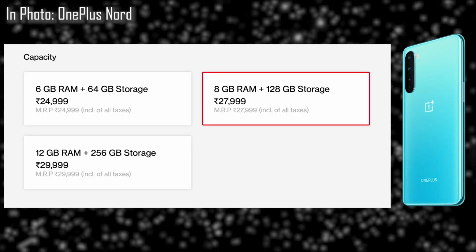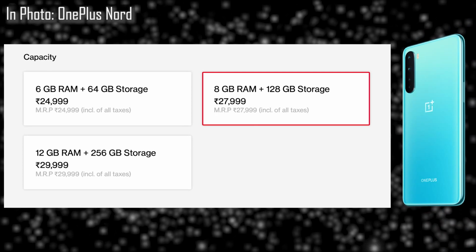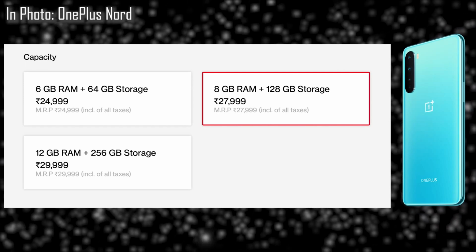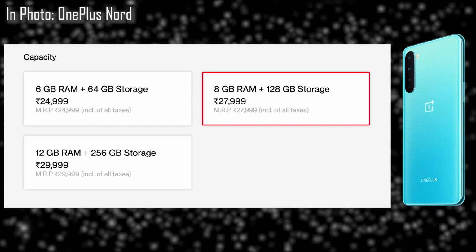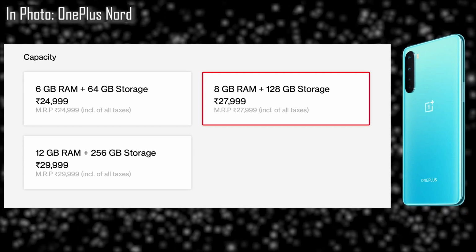And as for the price, well, that's rumored to be around 2000 Chinese yuan for the 8GB RAM variant, that is the base variant. And this is roughly about 22,900 rupees. So considering the 8GB RAM version of the original OnePlus Nord costs 28,000 rupees right now, I don't know, maybe OnePlus decides to go all in and price the 8GB RAM version of the OnePlus Nord 2 for about 30,000 rupees. Only time will tell.